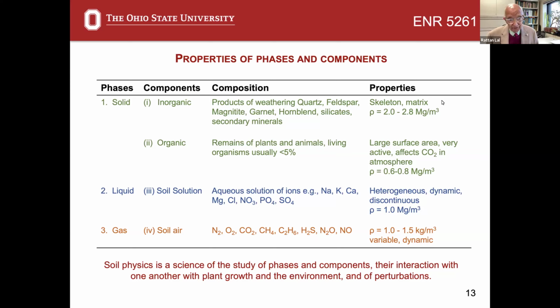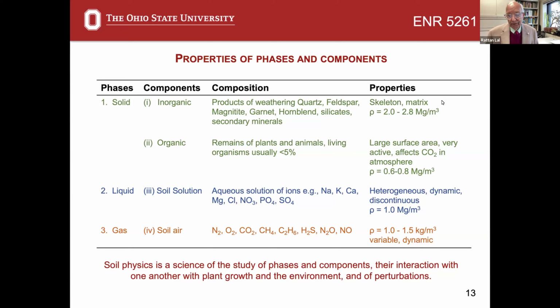Then the liquid phase, which is a salt solution, an aqueous solution of many ions in the soil, such as sodium, potassium, calcium, magnesium, chlorine, nitrate, phosphate, sulfate. And these are heterogeneous substances in terms of property. They're dynamic. They keep changing over time.